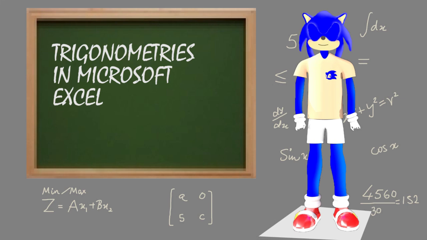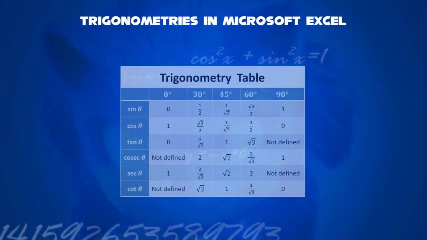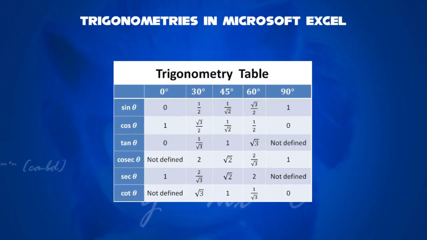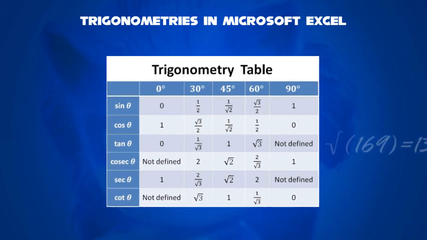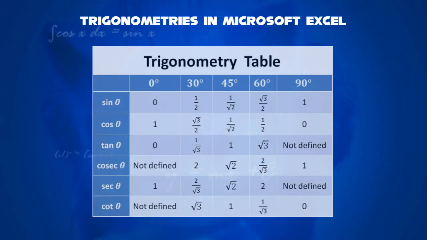Hello, I'm Sonic. We will learn about trigonometries in Microsoft Excel. In this video, we will use a pi value and its trigonometric value. You all know sine of 0 is 0, cosine of 0 is 1, and tan of 0 is 0.